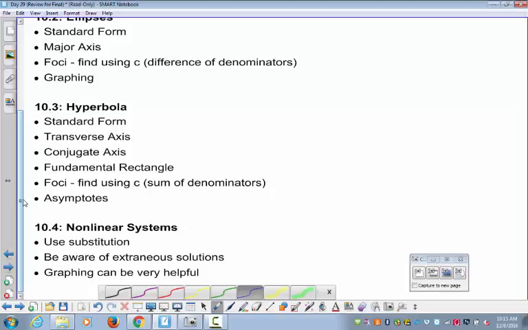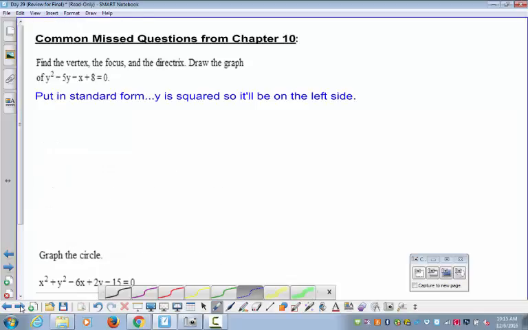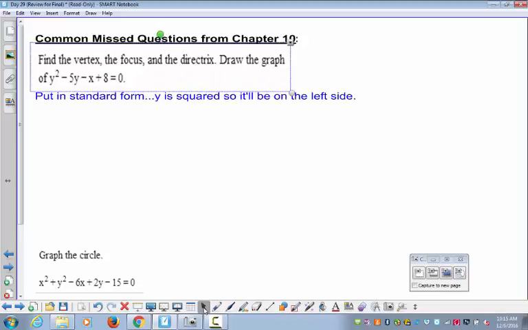So let's go ahead and do some problems. Well, this is just a collection from chapter 10 that are reasonable, so let's go ahead and do these. So this first one says find the vertex, focus, and directrix and draw the graph of this parabola. And we need to complete the square here in order to get that standard conic form for this parabola.